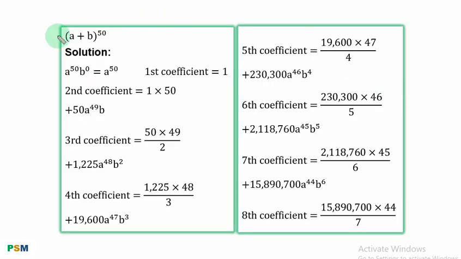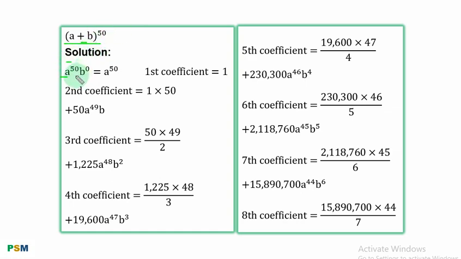Solution: we have the given expression. It is binomial, a two-term expression. The first term is A, the second term is B. To expand, you start with the first term and you assign the given power 50 to it.